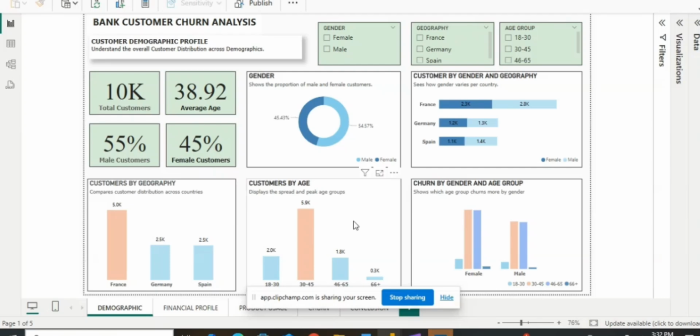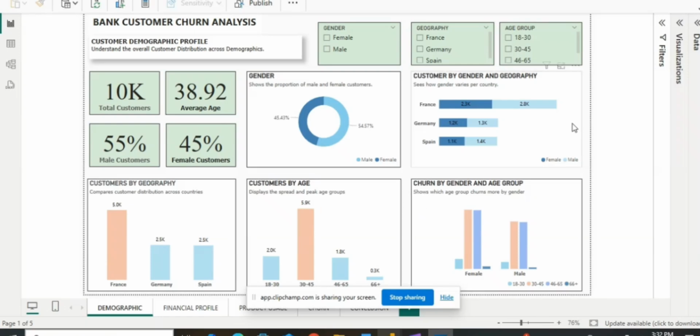So we have customers by age: 18 to 30, which is 20.0, then 30 to 45. In this 30 to 45 group, we have 5.9k. That means the bank has a higher number of customers within the age range of 30 to 45.